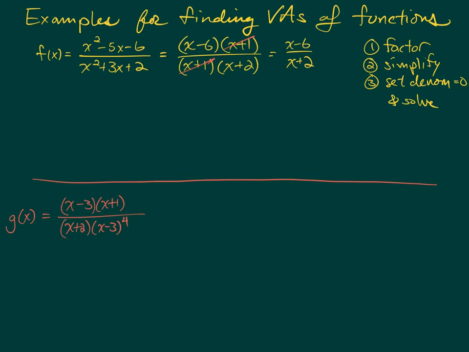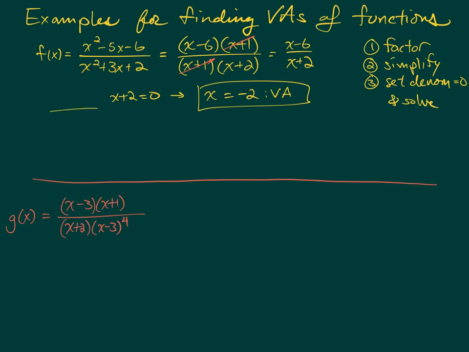And lastly, we can set the denominator, x plus 2, equal to 0 and solve for x. This leaves us with x equals negative 2. That is the vertical asymptote for this function here.